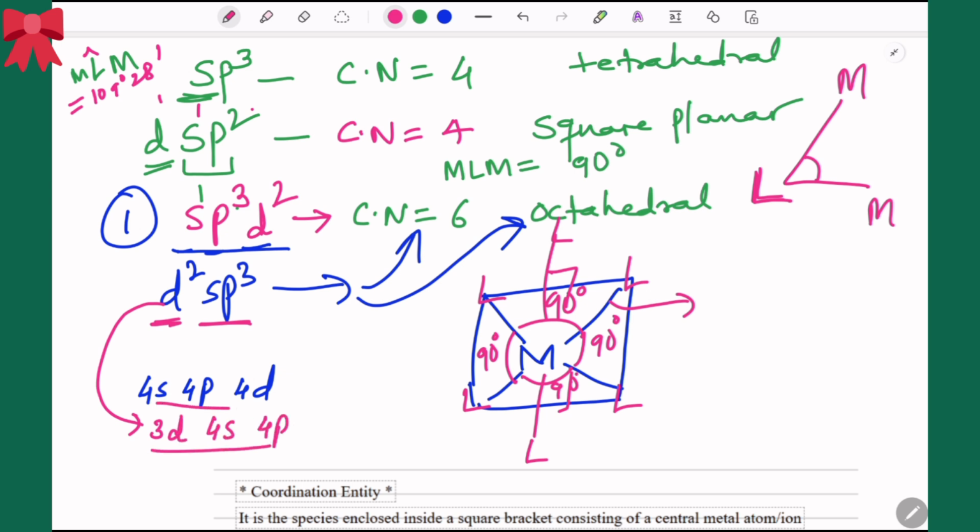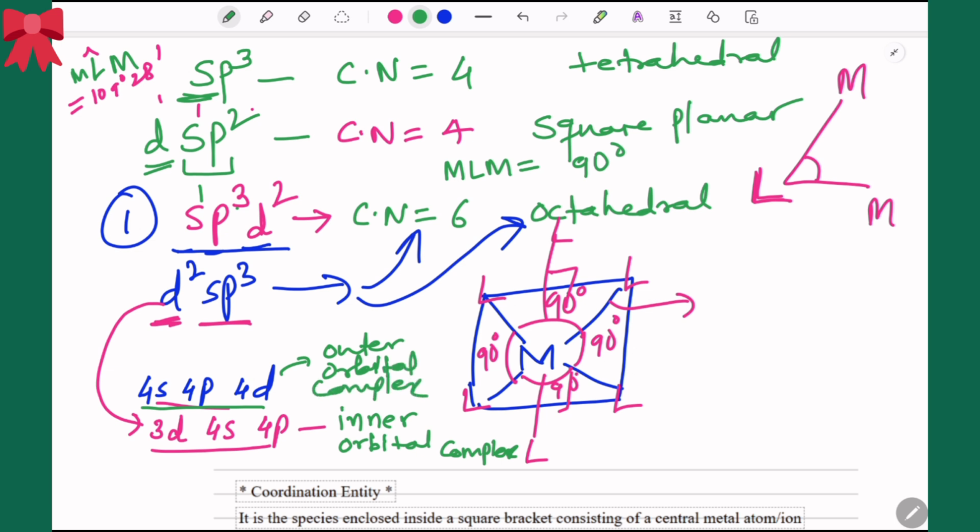So I am sure you understood this concept. When you write d inside, it means you're using an inner d orbital. So that kind of complex, because you're using an inner orbital, will be called an inner orbital complex. And of course, you might have easily guessed, since in sp3d2 you're going to use the outer d orbital, it will be called an outer orbital complex. Clear? These are the questions which will be asked in the exam. So please study accordingly.